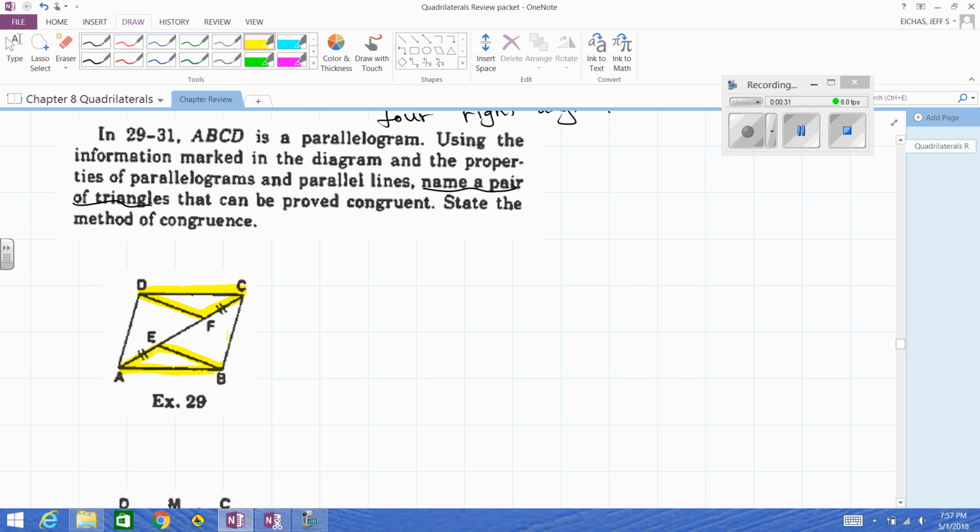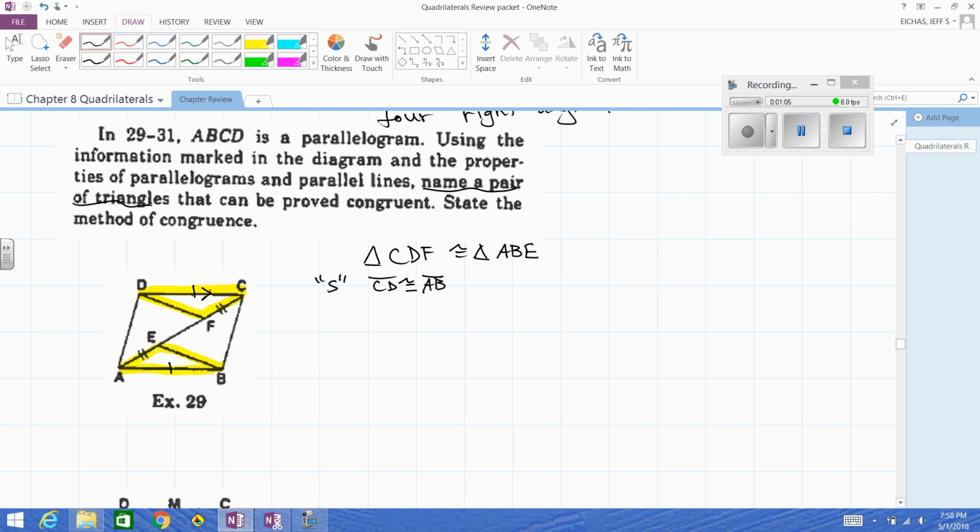All right, and so I think we can get triangle CDF congruent to triangle ABE. Now, how I would do that, the method of congruence, I would get these opposite sides congruent. So CD is going to be congruent to AB. I'm not going to write the whole proof, so that gets me a pair of sides.